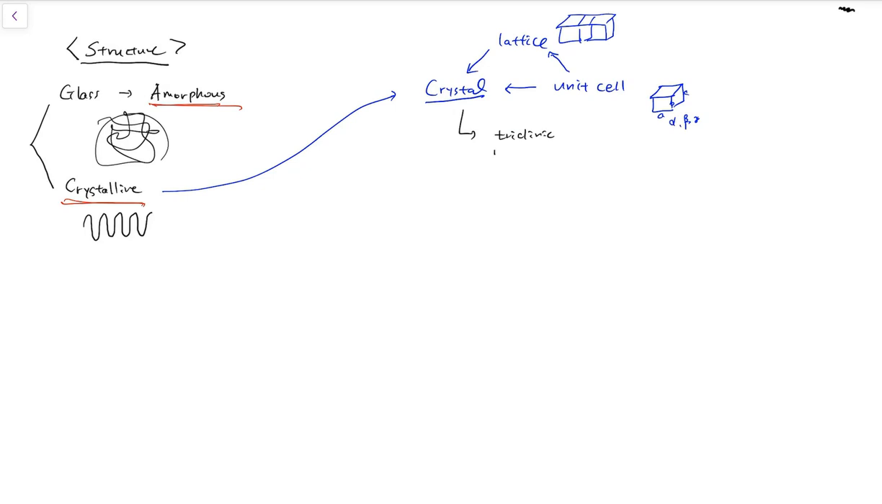Triclinic, monoclinic, orthorhombic, tetragonal, hexagonal, rhombohedral, and cubic. Basically, there are 7 different unit cell structures. Based on that, they can form lattices, and as a result, they form crystals.